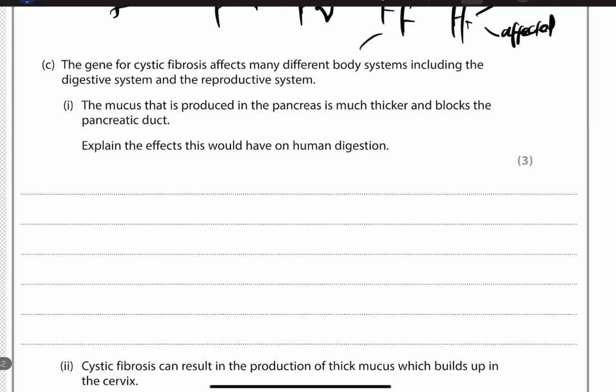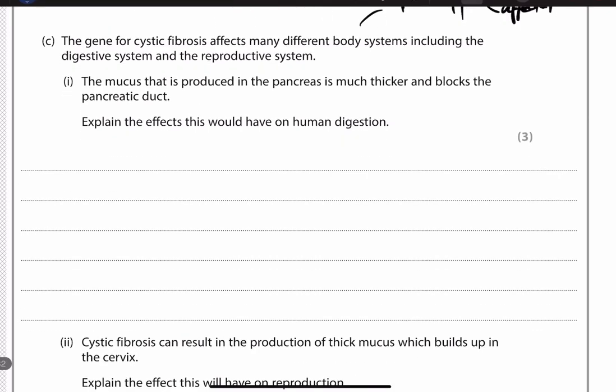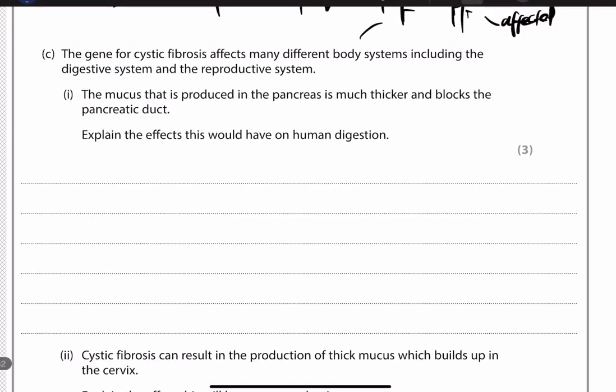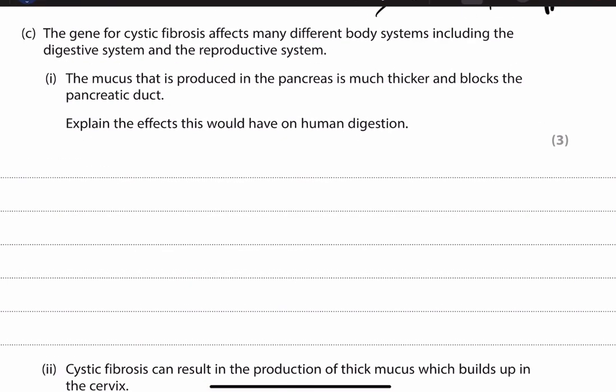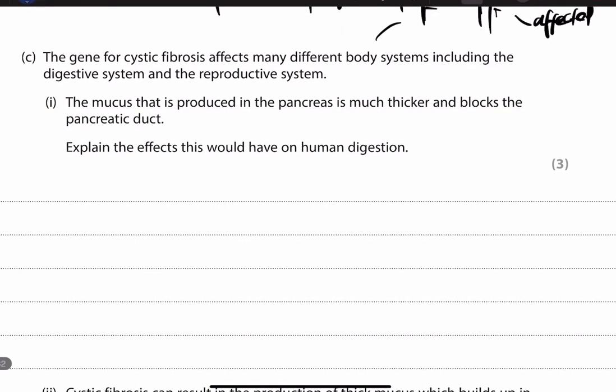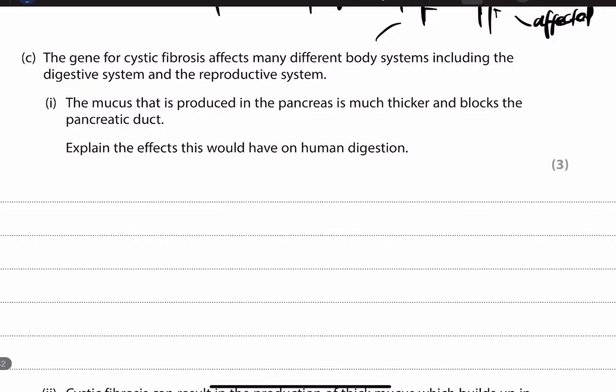The gene for cystic fibrosis affects many different body systems, including the digestive system and the reproductive system. The mucus that is produced in the pancreas is much thicker and blocks the pancreatic duct. Explain the effects that this would have on human digestion. Okay, so it's saying that cystic fibrosis leads to this thick mucus in the pancreas, and then it's blocking the pancreatic duct.